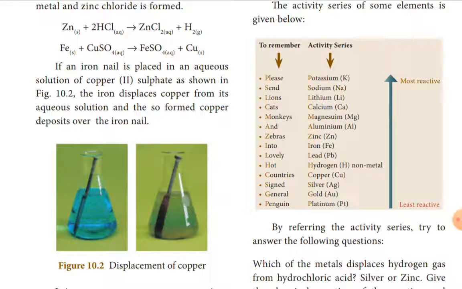Normally, more reactive elements displace less reactive elements from their compounds. So iron is more reactive than copper, and iron replaces copper from copper sulfate. That's why you see the blue color turn greenish, because of the displacement of copper from copper sulfate.